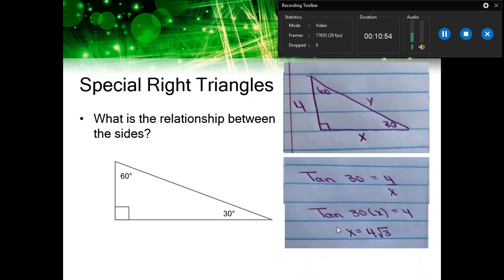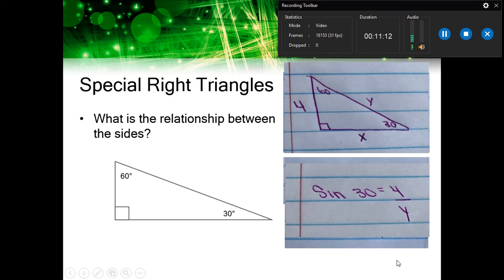So, I'm going to label that variable y. I'm going to continue to work with the 30-degree angle. You can work with the 60-degree angle if you like. Since I'm working with the 30, I'm going to use side 4, which is opposite, and then y is my hypotenuse. So for me, that will be the sine ratio. So sine of 30 equals 4 over y.